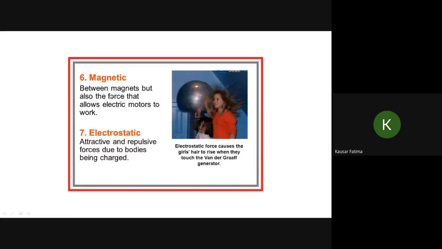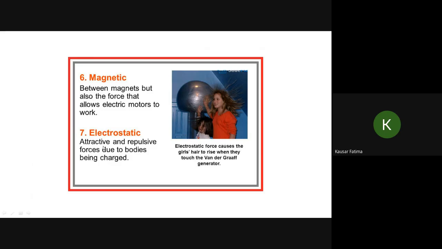Magnetic force is between magnets, and it may be attractive or repulsive. Like poles repel each other, unlike poles attract each other. And due to this force we can make an electric motor work, and due to this force we can produce electricity.